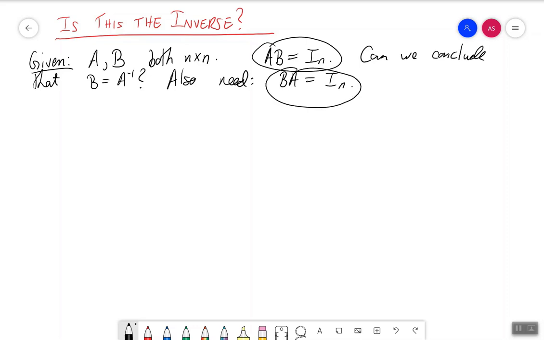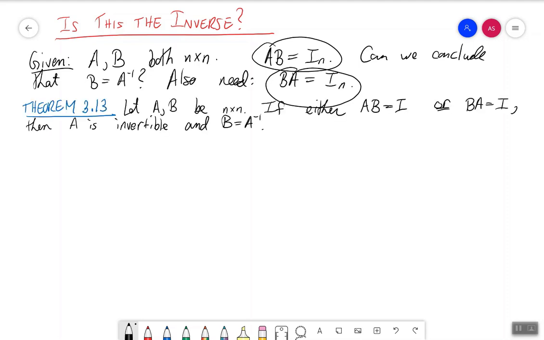And the reason is a theorem. Let A and B be square matrices of the same size. If either AB equals the identity matrix or BA equals the identity matrix, then A is invertible and B is A inverse. In other words, if one of those two conditions is true, then so is the other one.